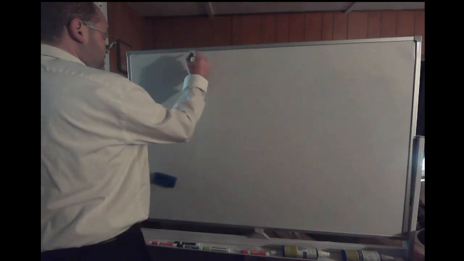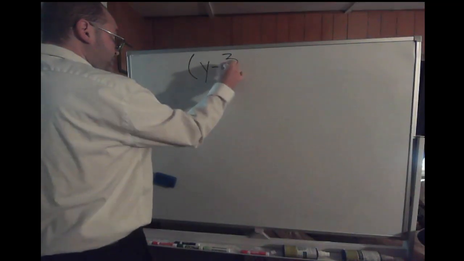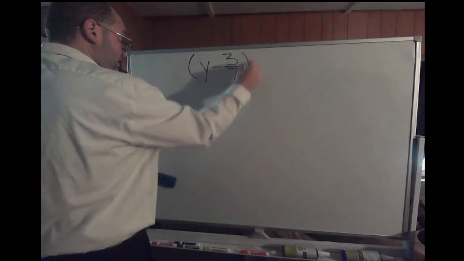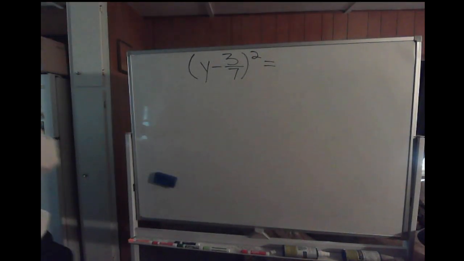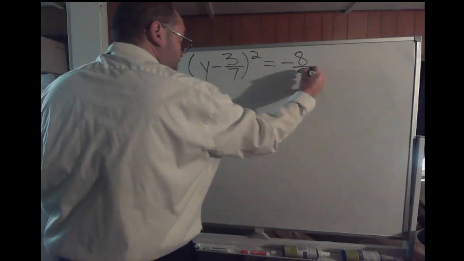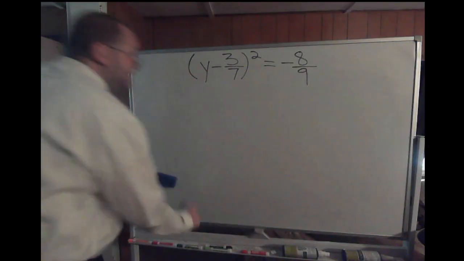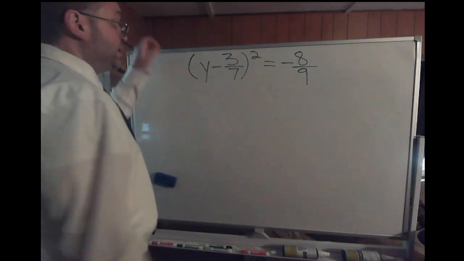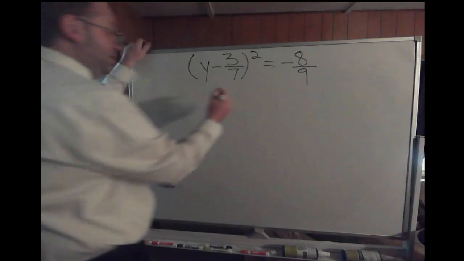Alright, I think there's 2 more I'd like to do, then we're done. Okay, so we have y minus 3/7, that quantity to the second power, is equal to negative 8/9. Well, here's a solution already. I'm going to tell you why this has no solution, because you're going to end up taking the square root of a negative number. We can stop right there.